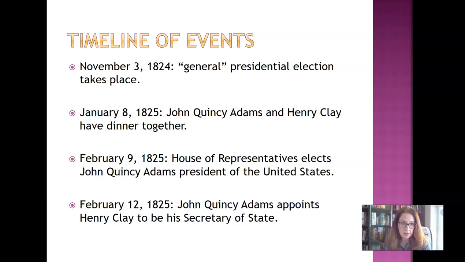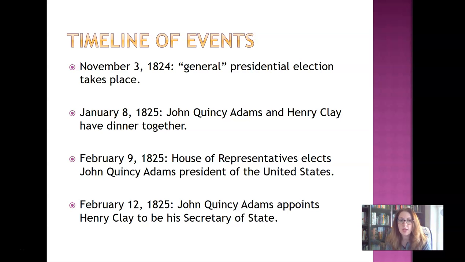So a month after they have dinner together, the House of Representatives, led by Henry Clay, meet and elect John Quincy Adams as the president of the United States, who did not win the popular vote and did not have the most electoral college votes. And then a few days later, John Quincy Adams names Henry Clay to be his Secretary of State.